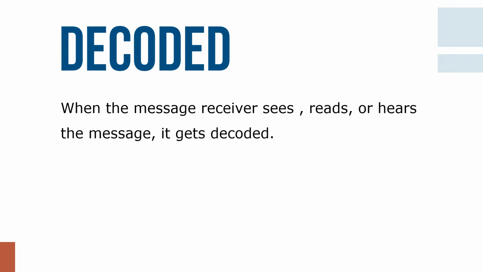When the message receiver sees, reads, or hears the message, it gets decoded. Decoding is the interpretation and translation of the message back into something understood by the receiver. The decoded information is hopefully the same as the information the sender intended to communicate, but that's not always the case.